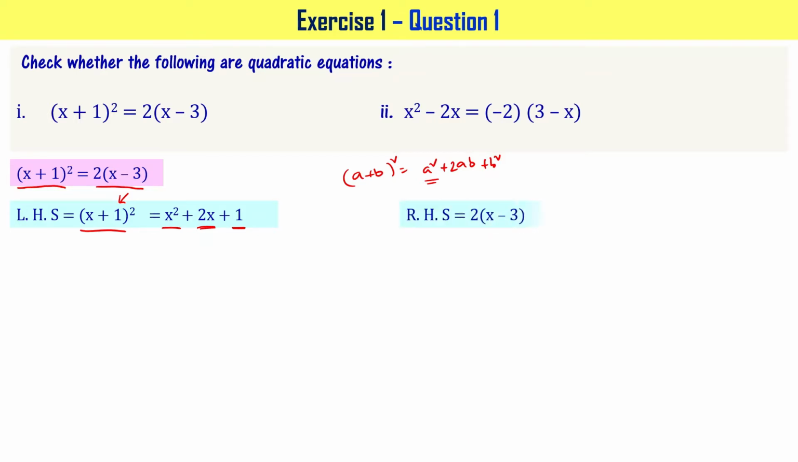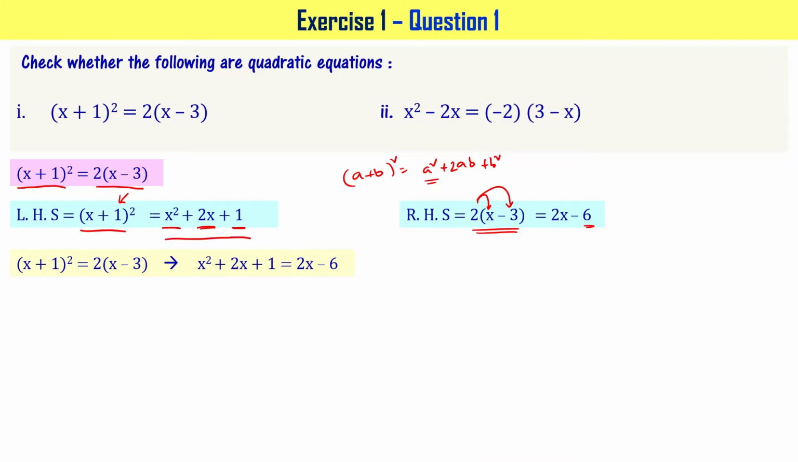Now, what is the RHS? RHS is 2(x - 3). This can be written as 2x, the product of these two, and minus 2 times 3 is 6, 2x - 6. Now, let me equate these two, LHS equal to RHS. For that reason, we can say that x² + 2x + 1 = 2x - 6. Let us rearrange this equation such that we can get all the terms onto one side so that you will get only 0 on this side.